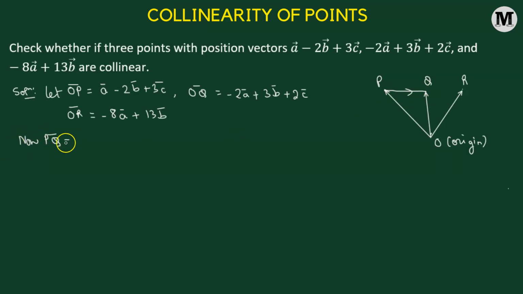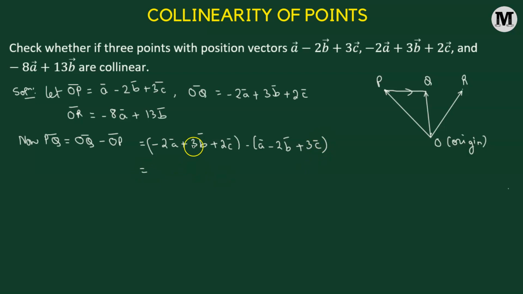So PQ vector in terms of the position vector is defined as OQ vector minus OP vector. Now what is the OQ vector? We have negative 2A vector plus 3B vector plus 2C vector. And from here we're going to subtract the vector OP. The OP vector is A vector minus 2B vector plus 3C vector.